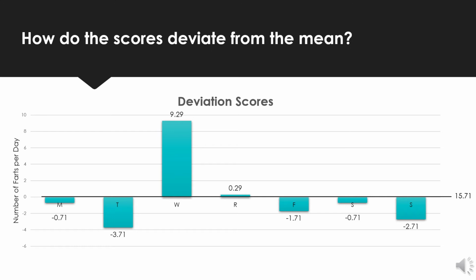It seems like a chilly day in the cafeteria affected Jimmy's output of farts for the day. Thursday is the only other day that is above the mean. The rest of the week's scores are all below the mean.